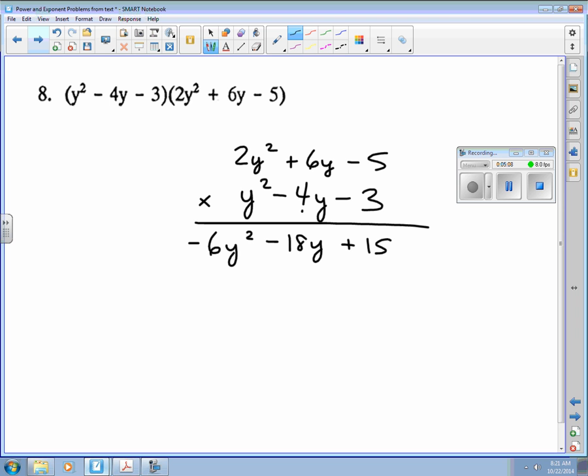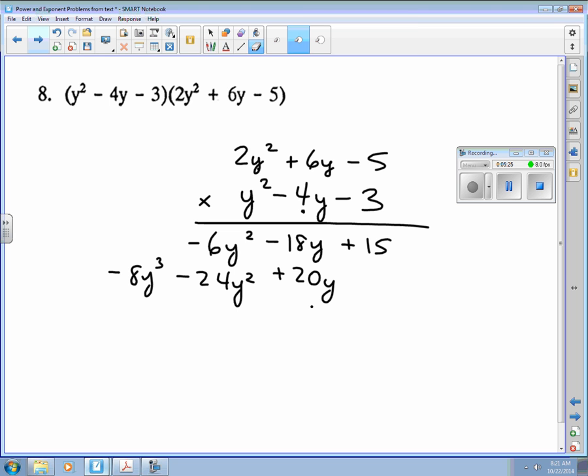Negative 4y times negative 5 is plus 20y. Negative 4y times positive 6y is negative 24y squared. And negative 4y times 2y squared is negative 8y cubed. Leave a space here because there is no y term for the last set.